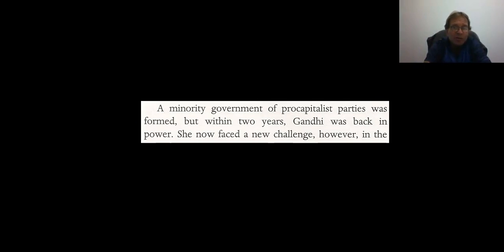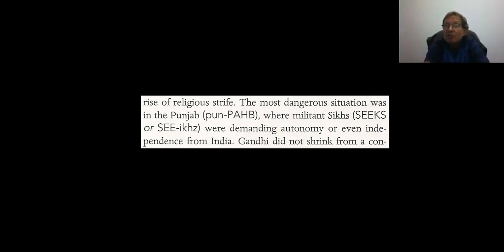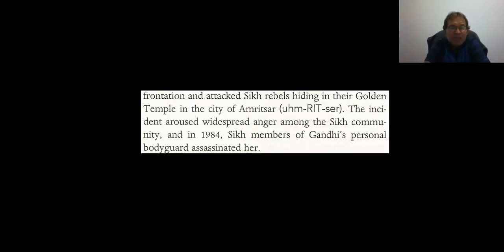And a minority government of pro-capitalist parties was formed, and that's what's been going on more in the 21st century, ladies and gentlemen, more capitalist policies. But 2 years later, Indira Gandhi was back in power, and she now faced a new challenge, however, in the rise of religious strife. The most dangerous situation was in the Punjab, where militant Sikhs were demanding autonomy or even independence from India, and Gandhi did not shrink from a confrontation and attacked Sikh rebels hiding in their golden temple in the city of Amritsar.